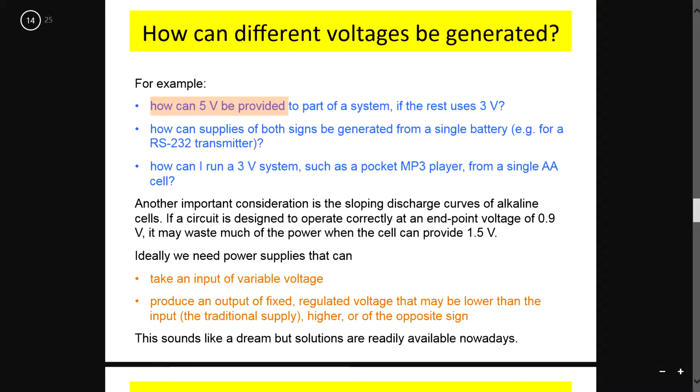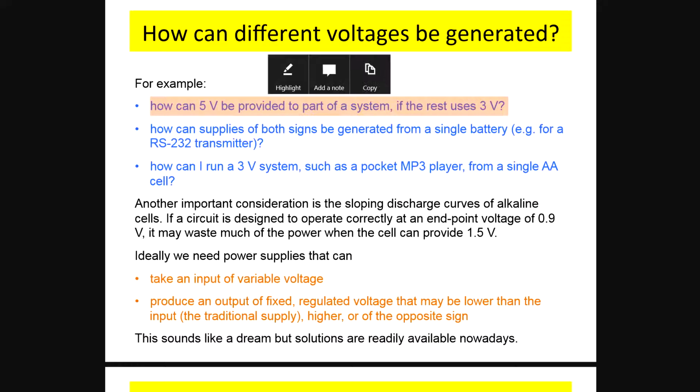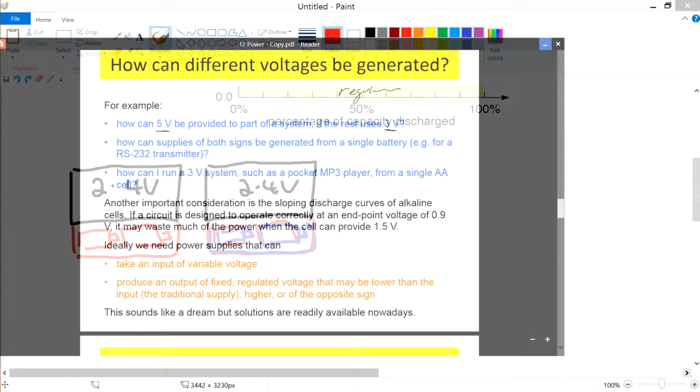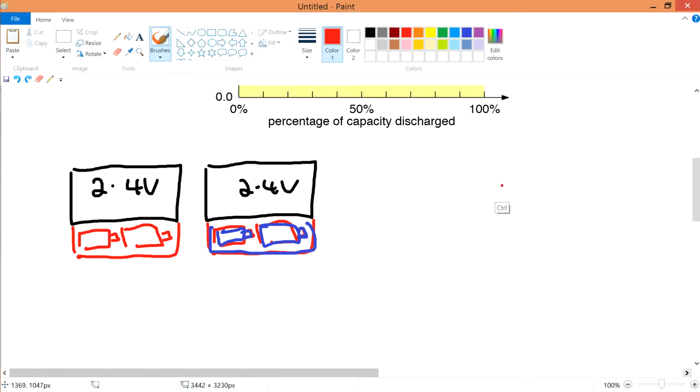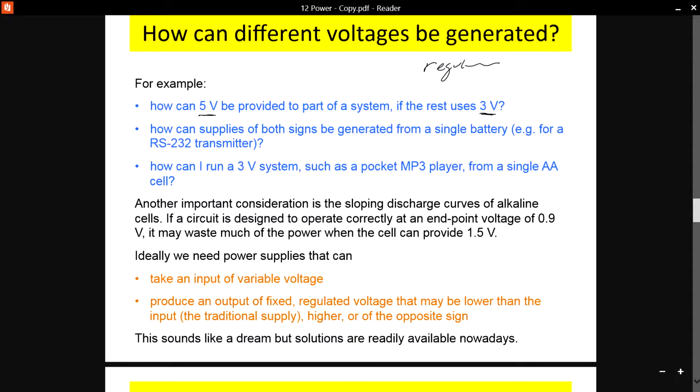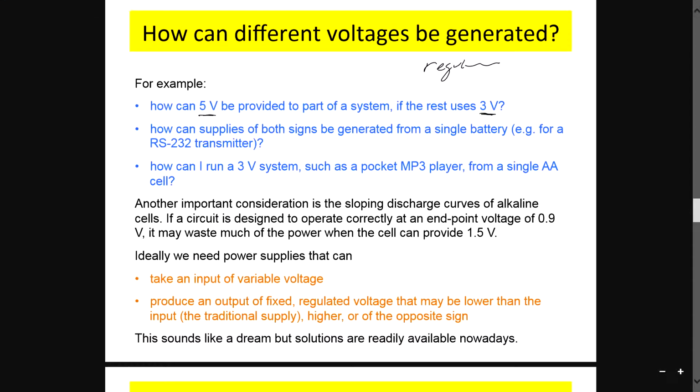Alright, so for example, how can 5 volt be provided as part of a system if the rest uses 3 volt? This question may require that you have a small regulator to step down the 5 volt to a 3 volt, so that your 3 volt system can use it. So for example, if I have a 2.4 volt system, although I supply 3 volt, I will require a regulator inside to regulate the 3 volt into 2.4 volts, so the 2.4 volt system can use it also. Alright, I didn't go through this, but at least you get the meaning now. And I may be wrong, so just keep an open mind that I may be wrong.